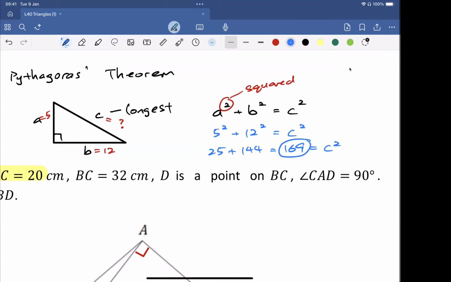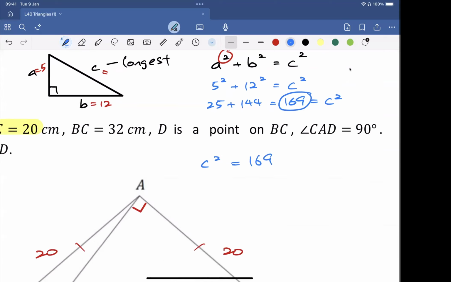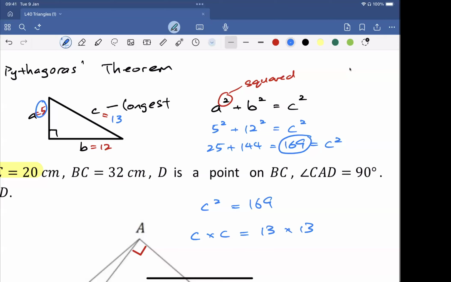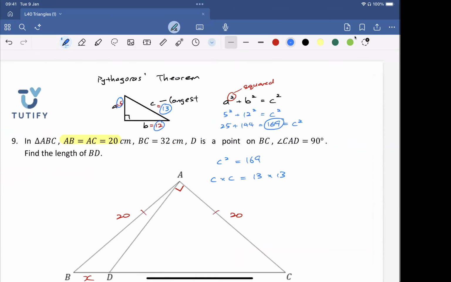So what is c equal to? c squared equals 169, right? What is the meaning of c squared? c times c. How do you get 169? 13 times 13. So what is c? c equals 13. So can you see? 5, 12, 13. Very good. Thank you, Irsyad. You got it. So students, this is Pythagoras' theorem.